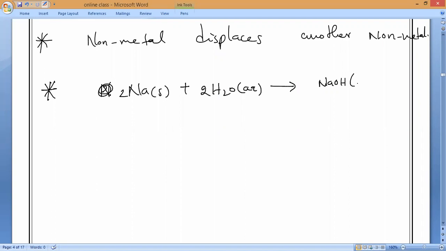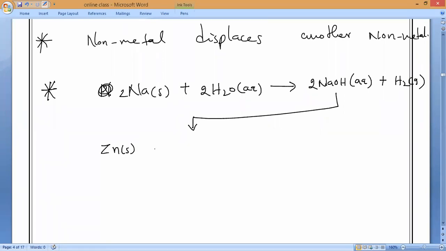Sodium hydroxide, which is in aqueous state, plus we are going to get what? Hydrogen gas. Now, this sodium is going to react with the zinc. Zinc. Understanding? So NaOH. In this case, remember, don't think that zinc hydroxide will come. Sodium is in a combined state now. So in this case alone, I am saying you again.